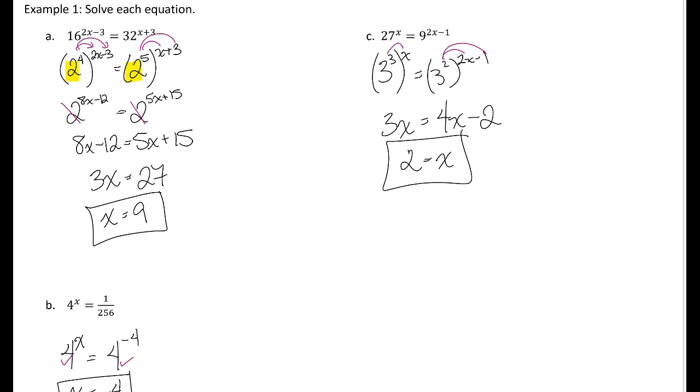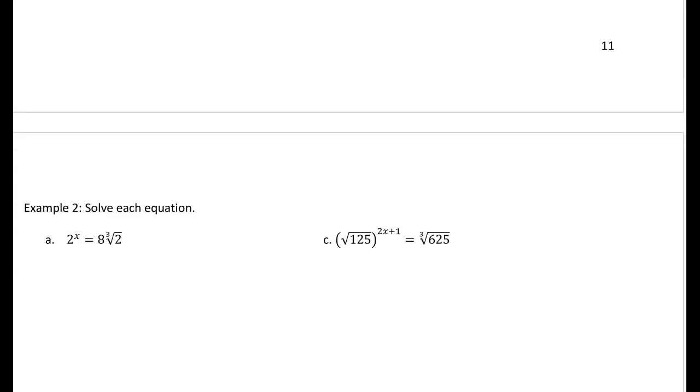And again, you can totally plug this in and check. So if I go 27 to the power of 2, that should equal 9 to the power of 2 times 2 minus 1. Then you can use your calculator to evaluate that. So that's how we evaluate equations like those ones.